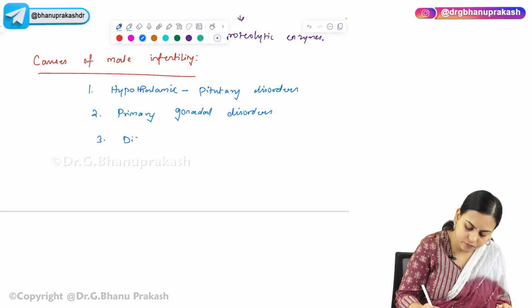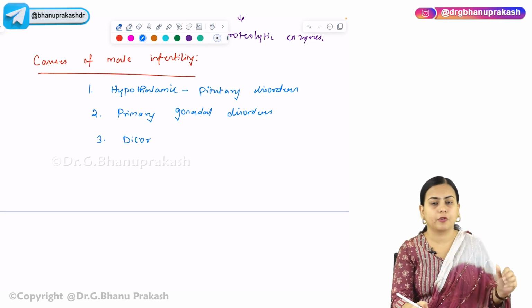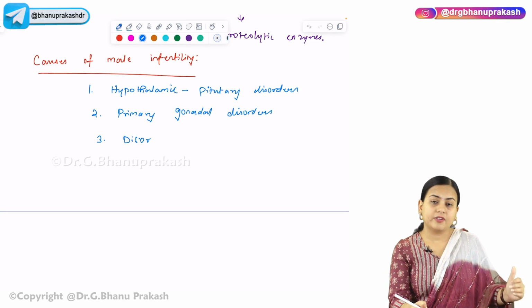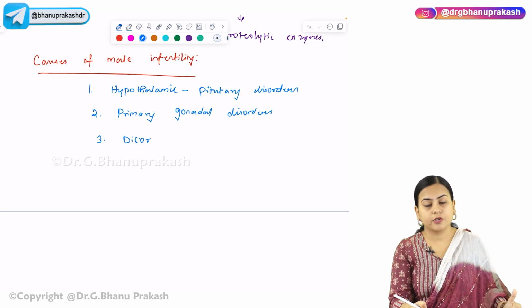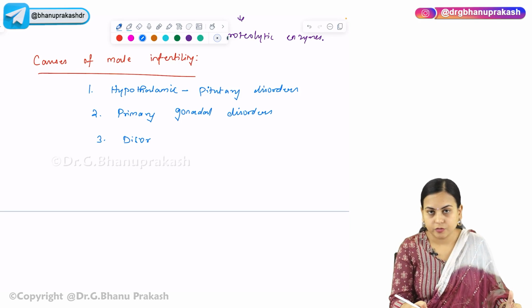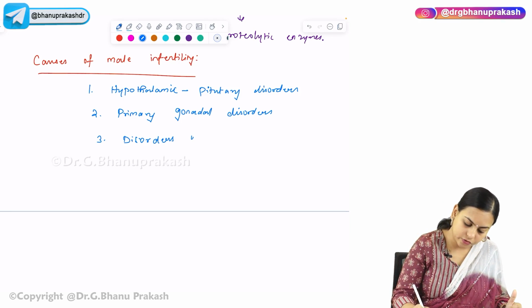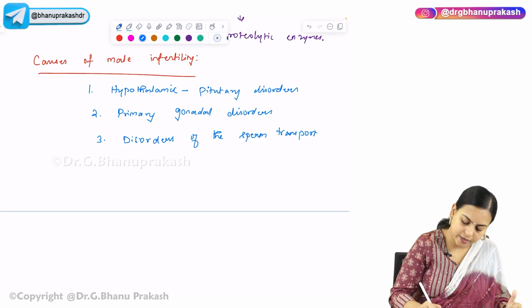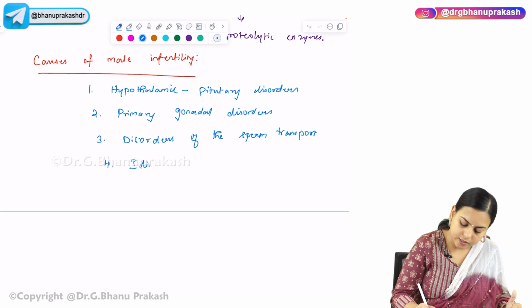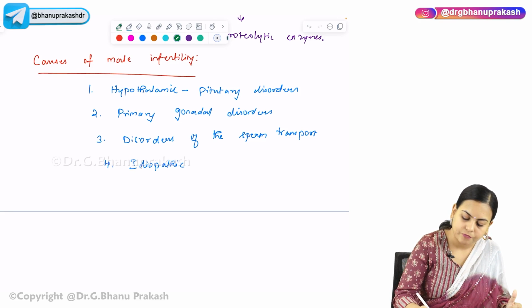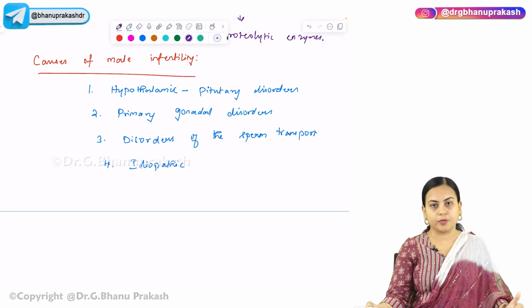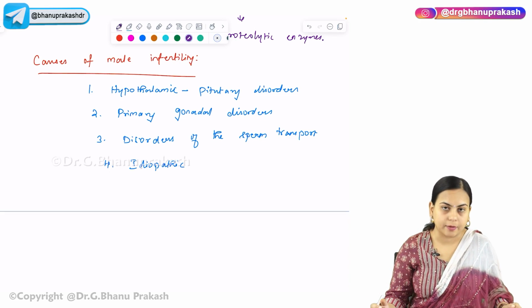And finally, it's not about the gonads. After the semen is produced, it has to be transported. We saw that point also, right? So there can be disorders of sperm transport also. And finally, it can be idiopathic also. In most cases, it goes as idiopathic, that means no specific cause can be found.